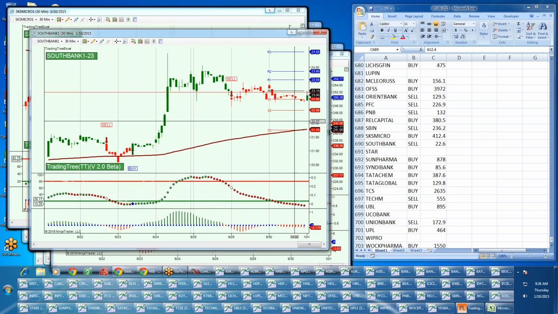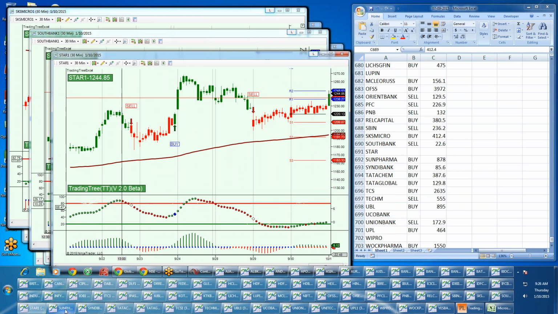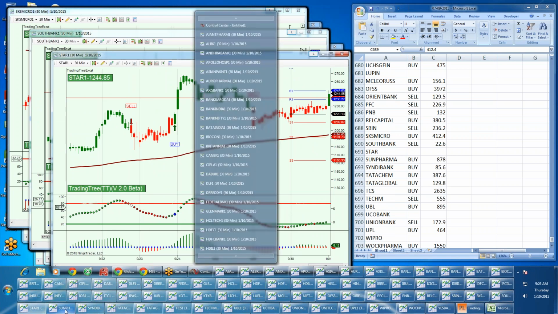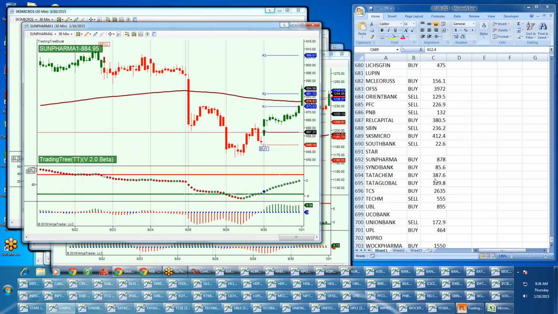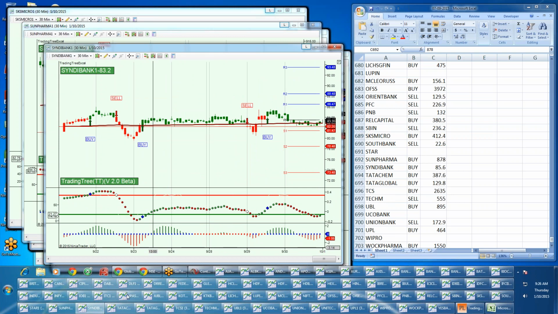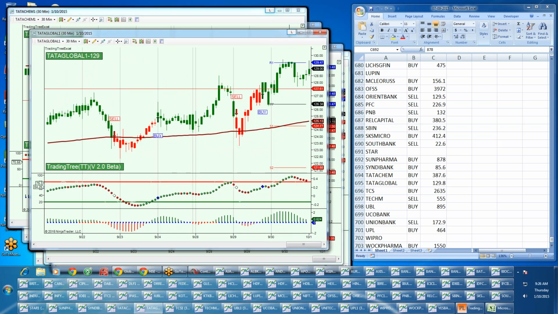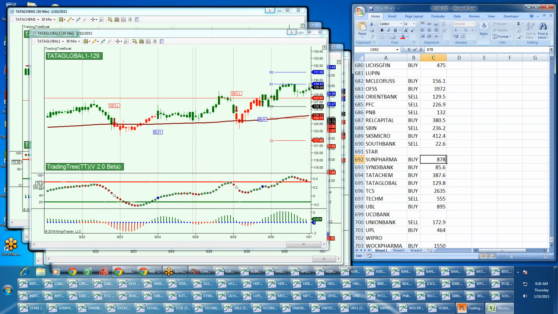That's South Indian Bank. Star Pharma, we should be getting a buy call. Sun Pharma, you can just see our buy price is 878. Now it's at 884. That's Syndicate Bank. Tata Chem, we have a buy at 387.60. Tata Global, we have a buy at 129.80.